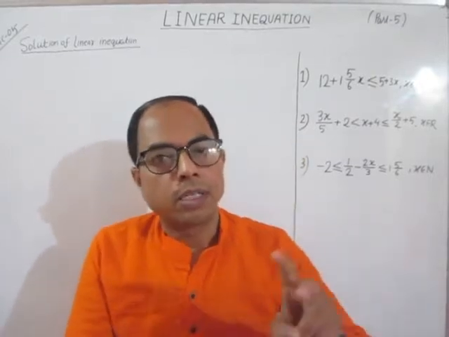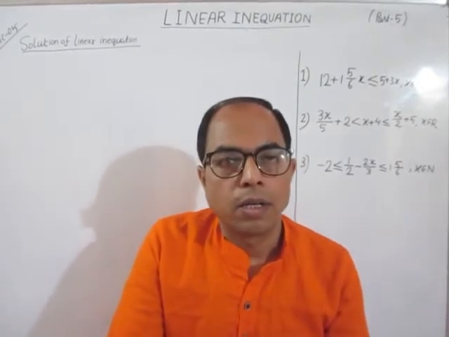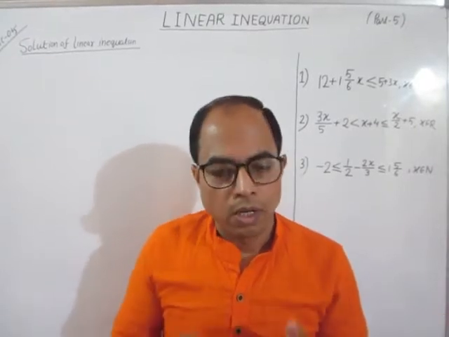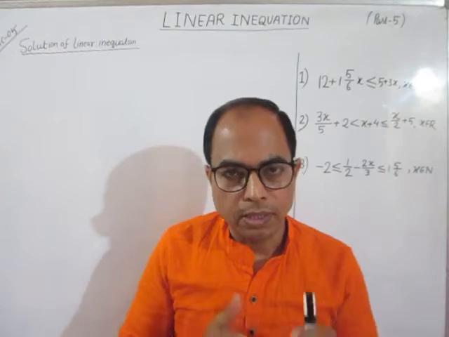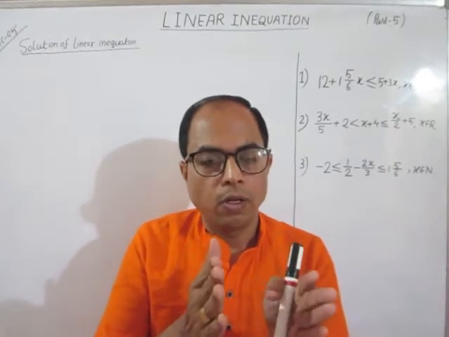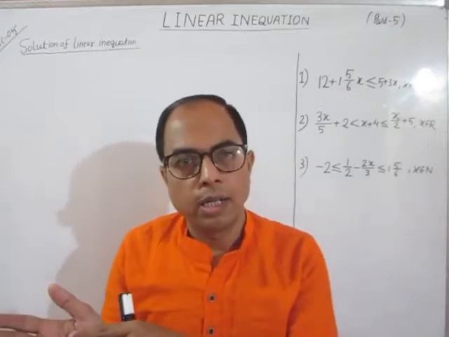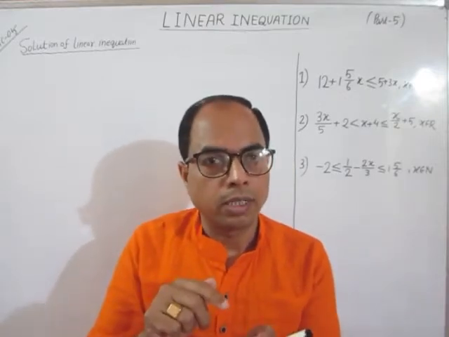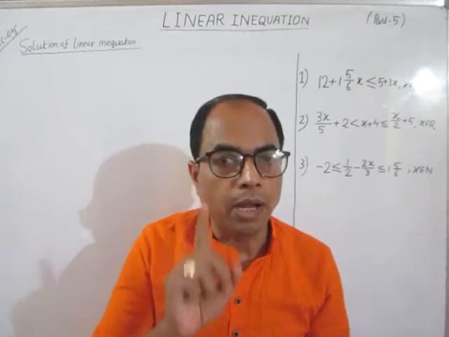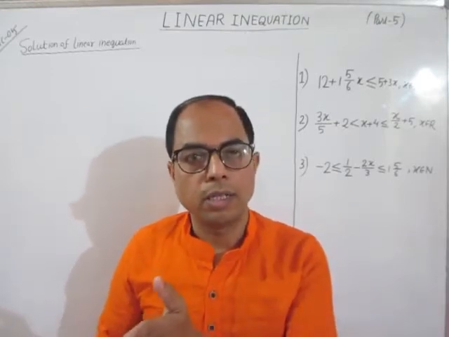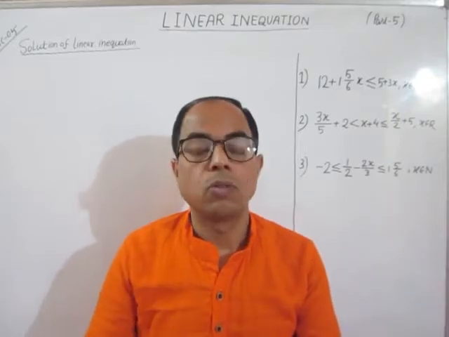I have discussed in the previous part there are two basic rules of inequality. First, the rule of transfer. It means if terms are transferred from one side to the other side, then the sign of the term changes but the sign of inequality remains the same. On transferring a term from one side to the other side, the sign of inequality does not change.